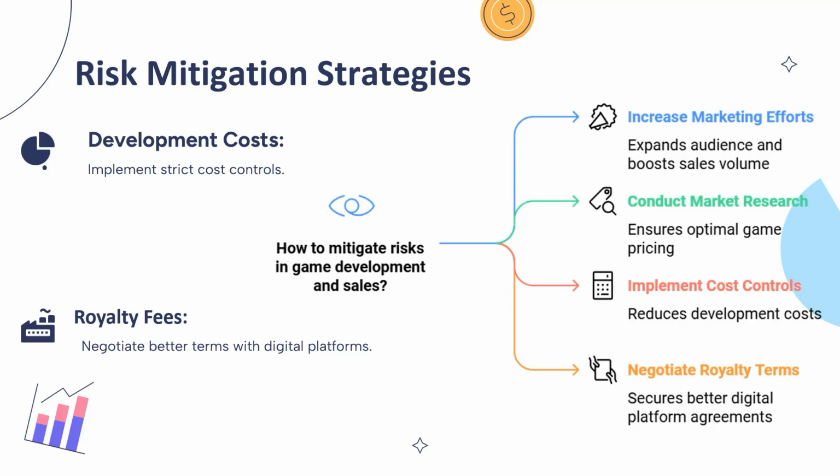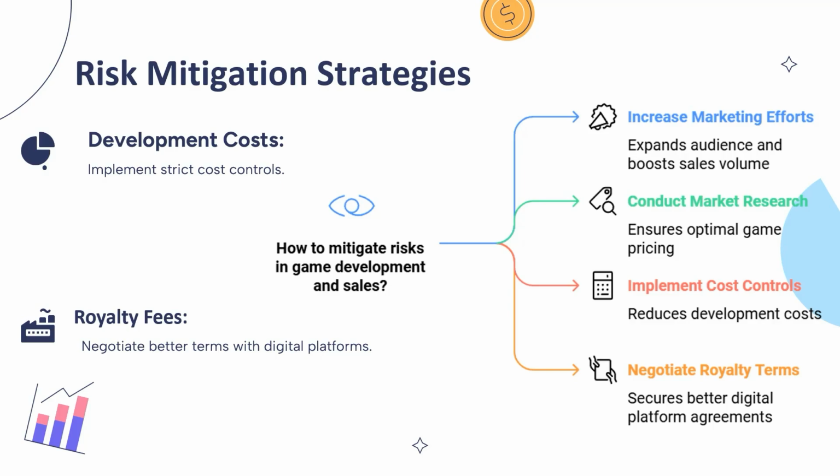So if we look at our last little diagram, it says how to mitigate risk in game development and sales. All right, so you can increase your marketing efforts. We talked about that. Expand your audience and boost sales. So definitely expand your audience. Go beyond what your normal demographics are. But at the same time, stay within your niche, the people that like this. You might pick up a new group of folks that are into this type of game. Definitely conduct your market research. Ensure optimal game pricing. Make sure you price it appropriately. And implement cost controls. Reduce development costs.